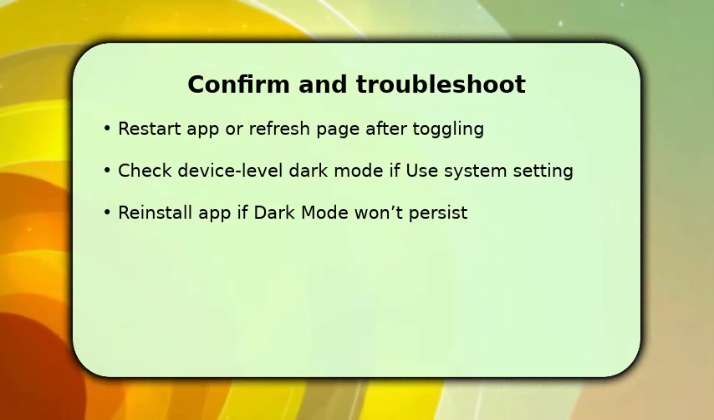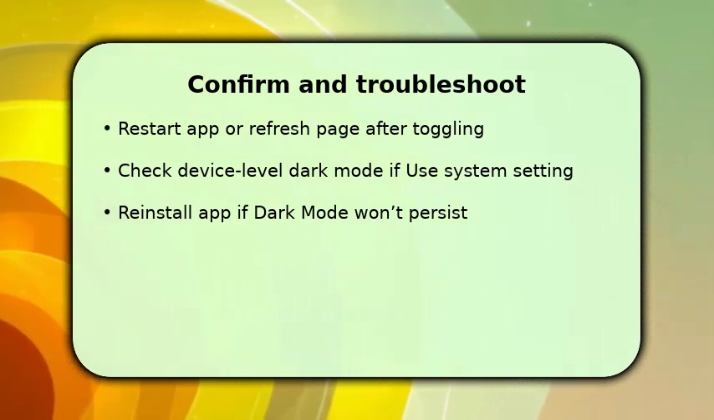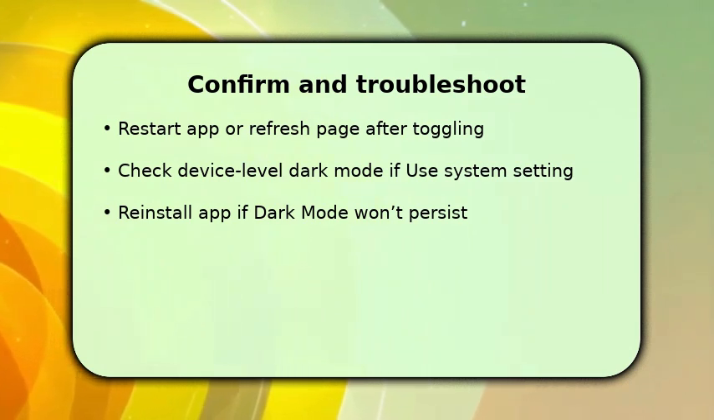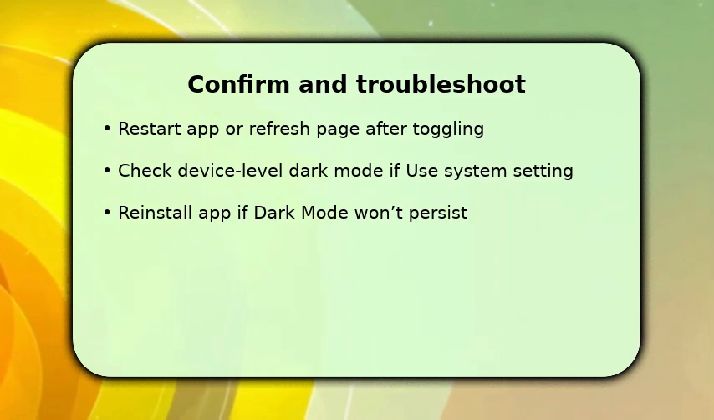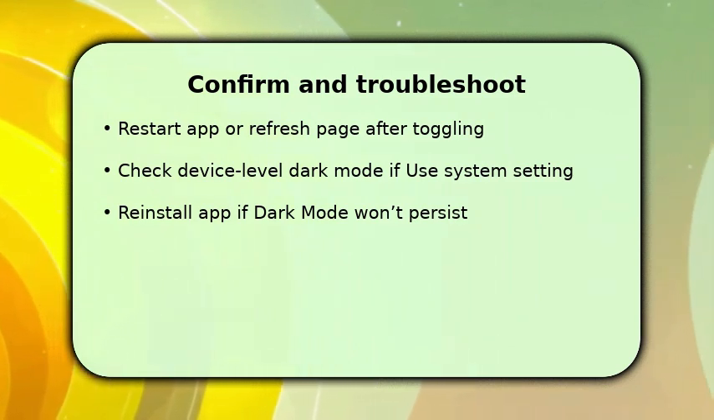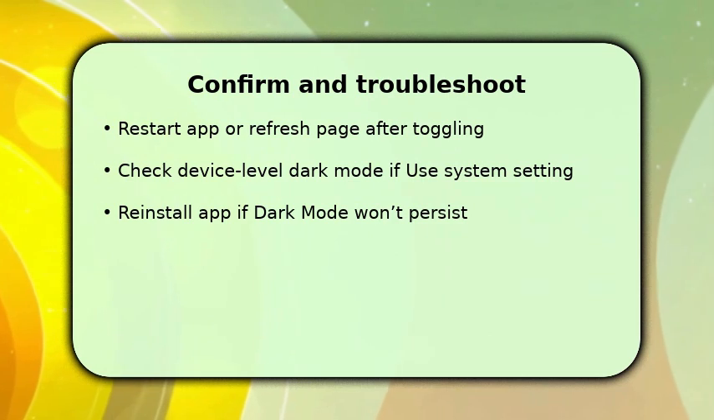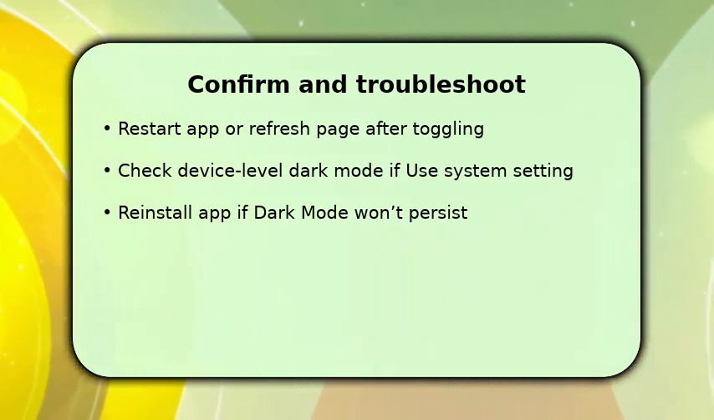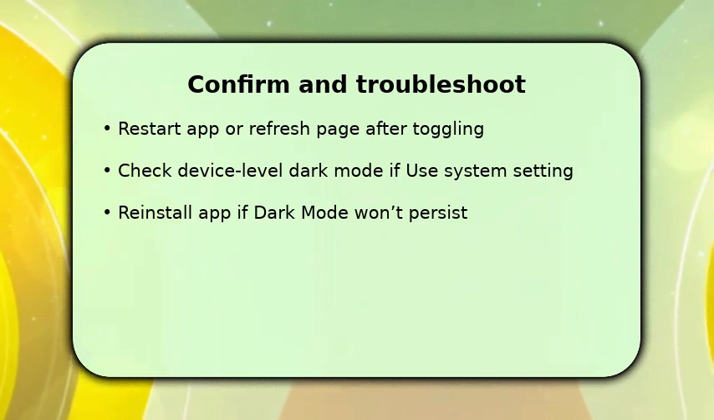If it doesn't apply, refresh the browser or force close and reopen the app. That often resolves cache issues. If you chose Use System setting and it still looks light, verify your device's night mode is enabled. As a last resort, update or reinstall the app to clear stubborn bugs. Tip: if dark mode won't stick, clear app cache before.